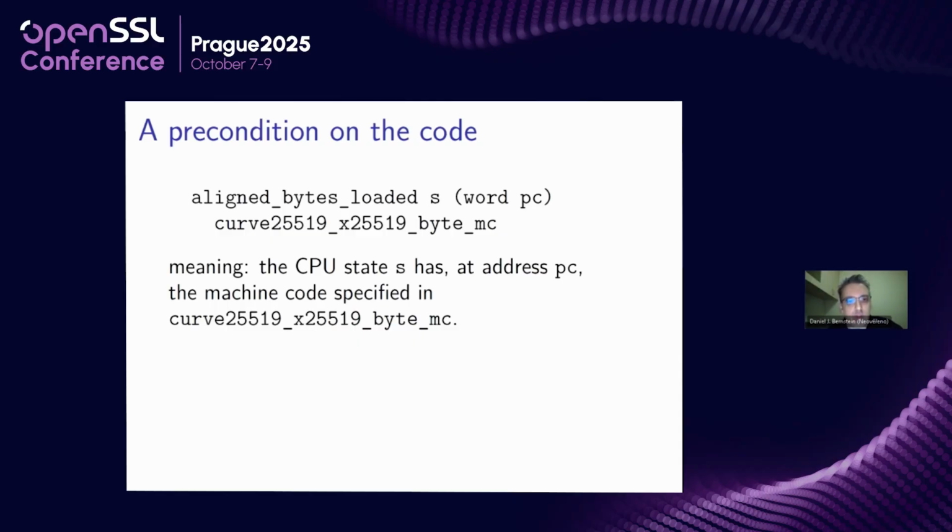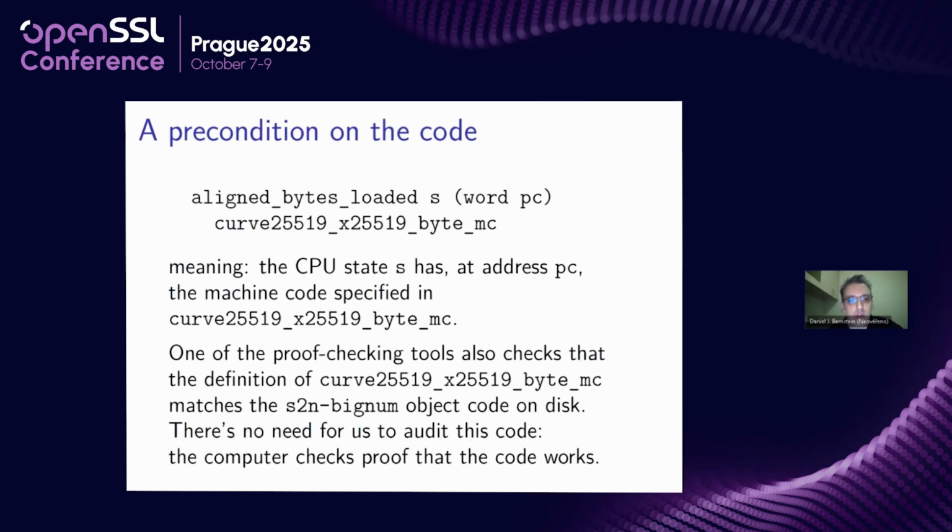You don't have to look at the proof. You just have to look at the theorem statement. There's a little tool attached to the proof which automatically checks that the machine code definition used in the theorem is actually the same bytes as the object code on disk that you got by compiling S2N Big Num. So good, that's what you need to know, is that whatever that code is, which as an auditor you do not have to look at, that is matching what the theorem is saying works correctly.